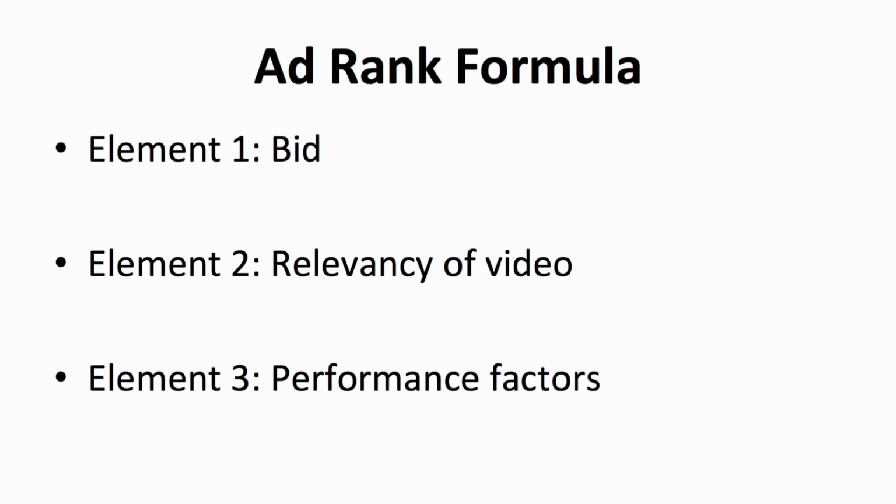The final element for ad rank is the performance factors, such as view rates. Google will evaluate your videos with the keywords you've set and calculate the expected view rates of your video. This is really unpredictable and is determined by Google based on their own prediction on how many views they expected can be sent to your video.